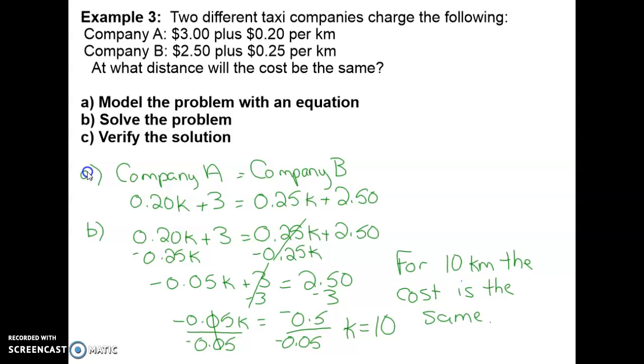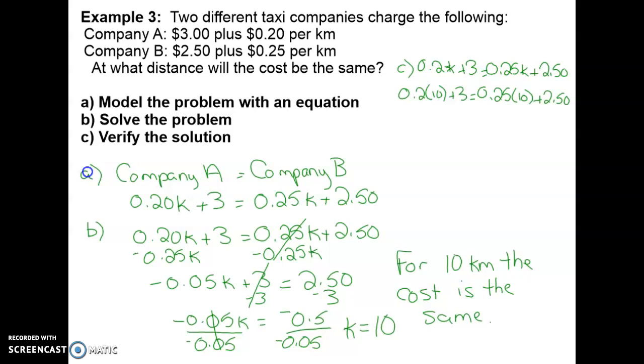So part C says to verify the solution. I'm going to do that up here since I've run out of room. So our equation is 0.2k plus 3 equals 0.25k plus 2.50. And we're going to put 10 in for k. And then we work it out.